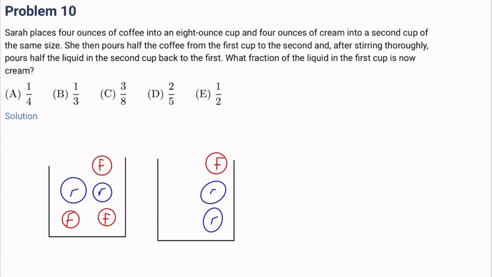And it asked what fraction of the liquid in the first cup is now cream. So out of 5, 2 are cream. So this is just 2 over 5. The answer is D.